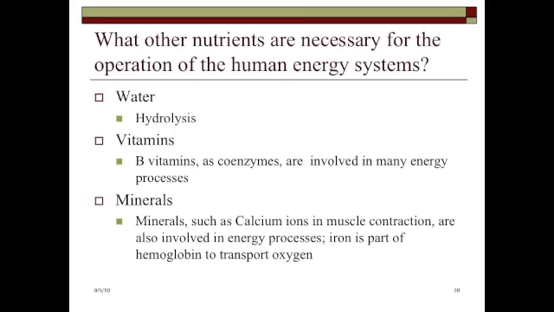There are other nutrients that are very important for the operation of the human energy systems: water, vitamins, and minerals. Under vitamins, it's especially B vitamins, acting as coenzymes. They're involved in many of the energy processes. Calcium ions are responsible for muscle contraction. Without them, the muscle cannot contract. Iron is part of hemoglobin to transport oxygen.